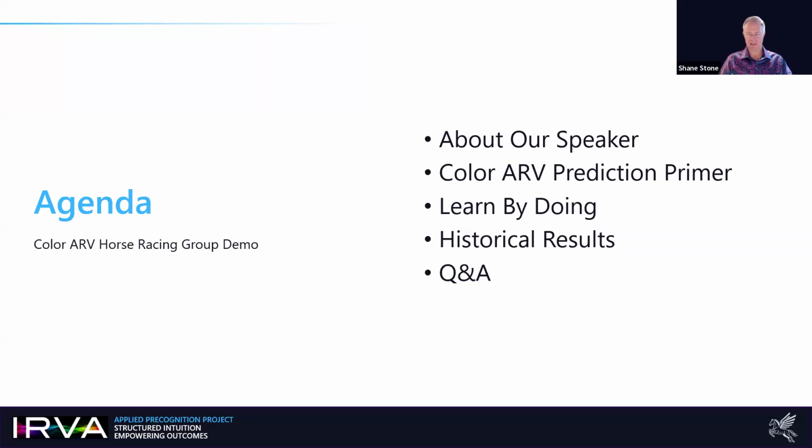So the learn by doing section is I'll send you out a form. You'll go through the process of making a prediction, fill in the form. I'll then collate the results, show you our prediction, and we'll watch a race live for feedback. I'll then move into some historical results from our horse racing group here at the Applied Precognition Project. And then we'll move into some questions and answers.